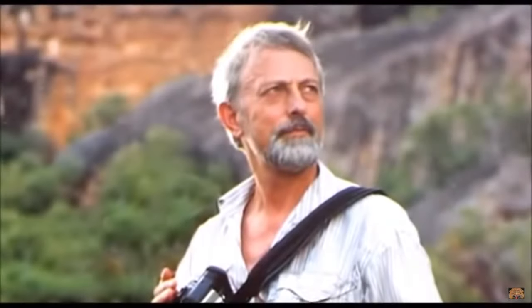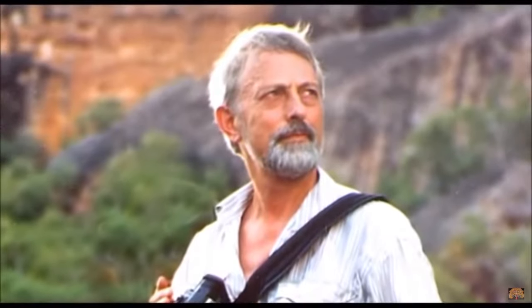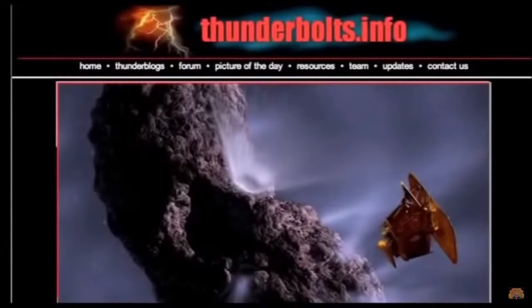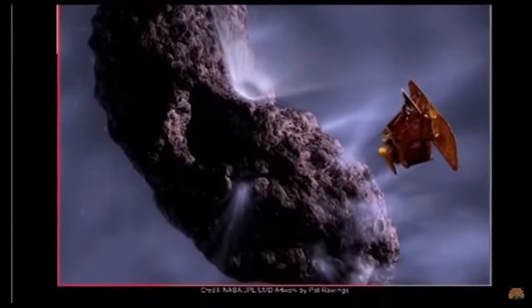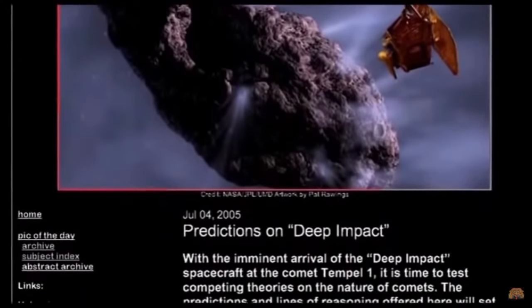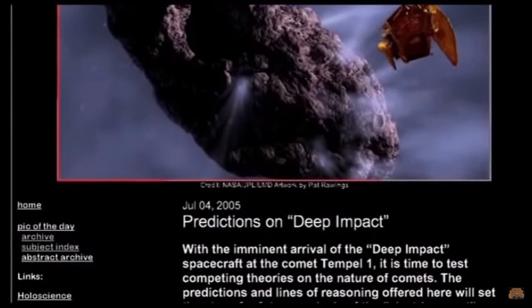As early as 2001, looking ahead to this event, electrical theorist Wallace Thornhill began anticipating the surprises in store for comet science. On the evening of July 3rd, 2005, the day before the encounter, the Thunderbolts website published the predictions of Thornhill and his colleagues. These predictions would clearly contrast the standard and the electric comet models.